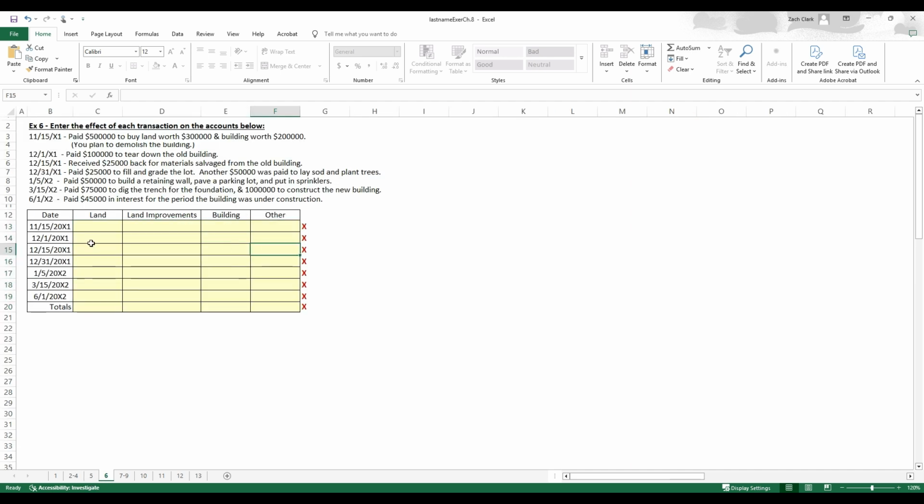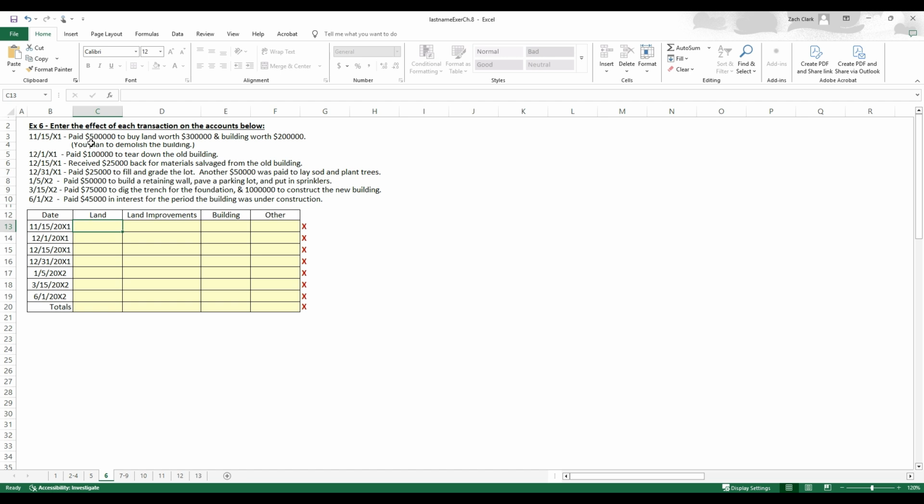Okay, in this problem on tab number 6, we've got a bunch of different transactions that a company paid when they were buying some land, tearing a building down, and then beginning to build a new building. And so we're asked to kind of classify the accounts that would be used for these specific transactions, whether those would be land improvements, building, or other.